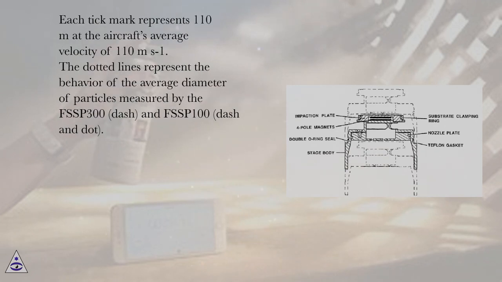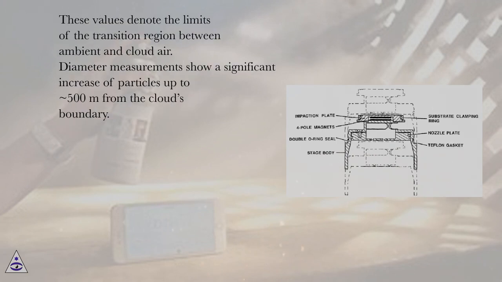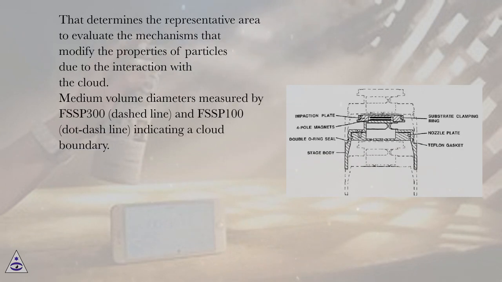Each tick mark represents 110 meters at the aircraft's average velocity of 110 meters per second. The dotted lines represent the behavior of the average diameter of particles measured by the FSSP 300 and FSSP 100. These values denote the limits of the transition region between ambient and cloud air. Diameter measurements show a significant increase of particles up to 500 meters from the cloud's boundary. That determines the representative area to evaluate the mechanisms that modify the properties of particles due to the interaction with the cloud.